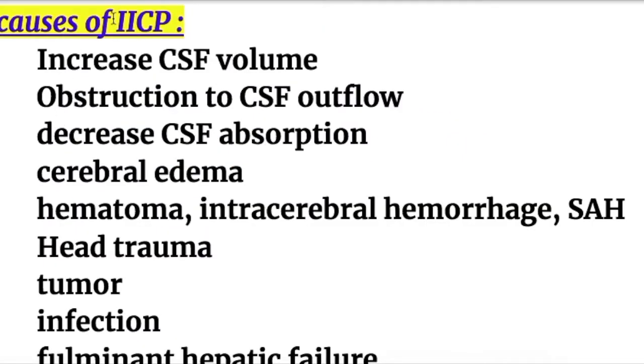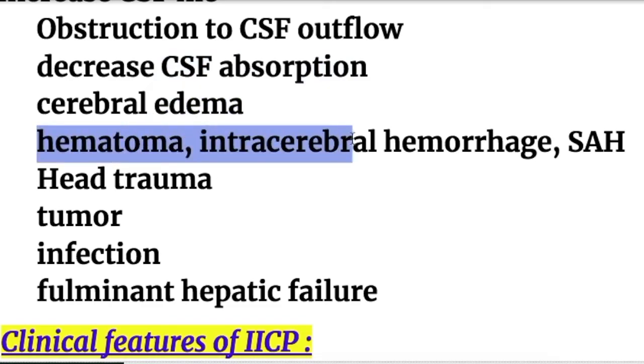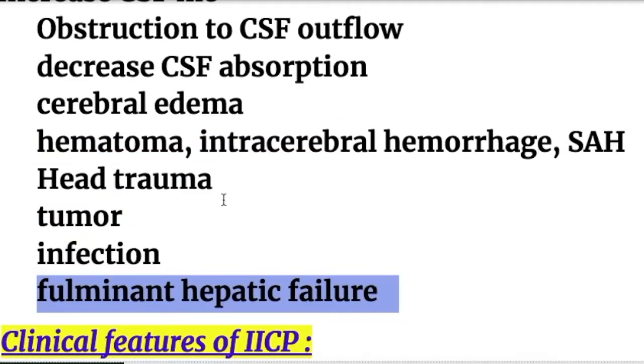Now, causes of increased intracranial pressure: there is an increase in CSF volume. If there is obstruction to CSF flow, that will also cause increased intracranial pressure, or there is decreased CSF absorption, or cerebral edema due to infection or tumor, hematoma from intracerebral hemorrhage or subarachnoid hemorrhage, or head trauma, tumor, infections, and fulminant hepatic failure may also lead to increased intracranial pressure.